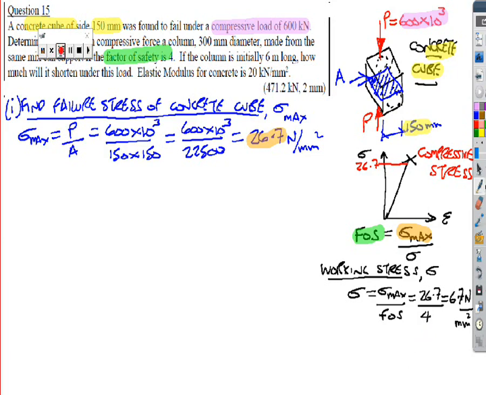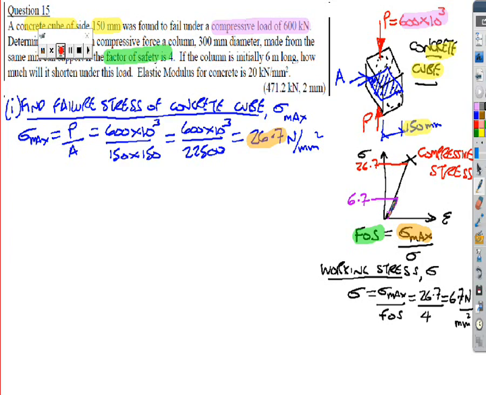So if I go back to my diagram here, what I'm talking about is a stress level down here at 6.7 newtons per millimeter squared, where we're allowed to work the component up to. So we can work the component every day of its life into this region here, and we know it's got a lot of reserve in the material. It doesn't actually fail until 26.7, so we've got a factor of safety of 4.